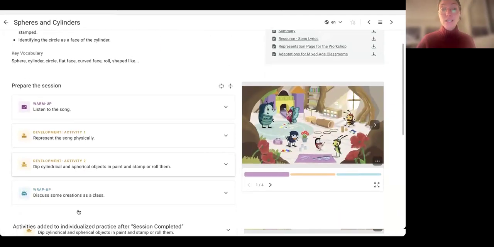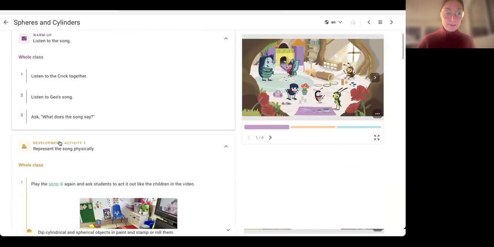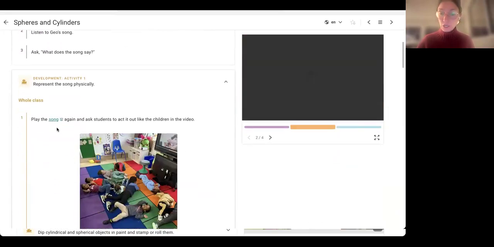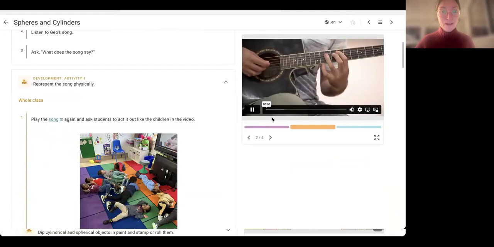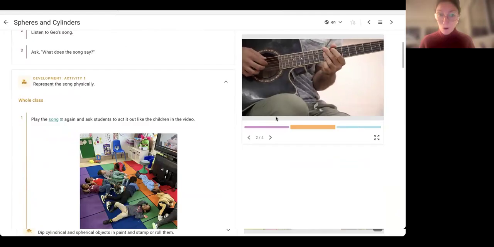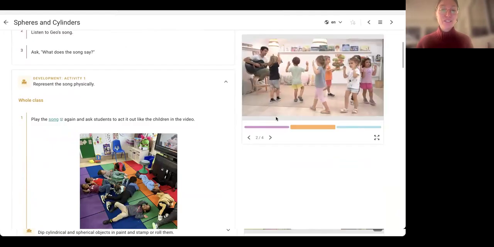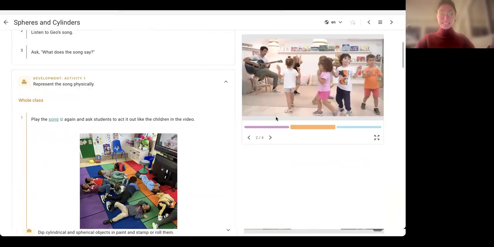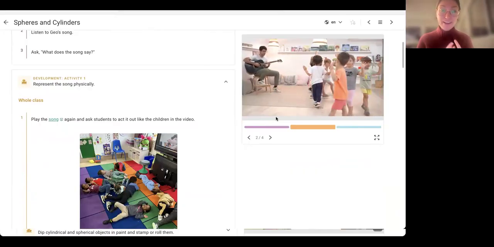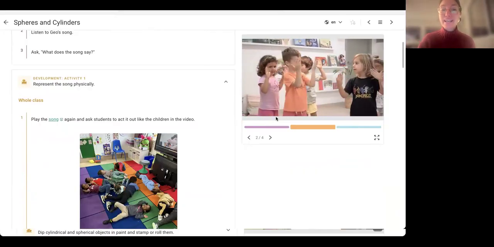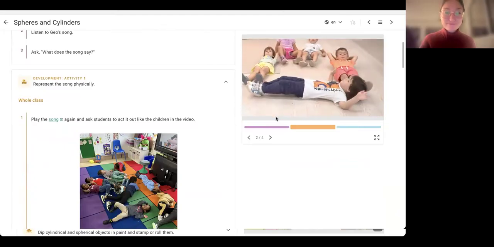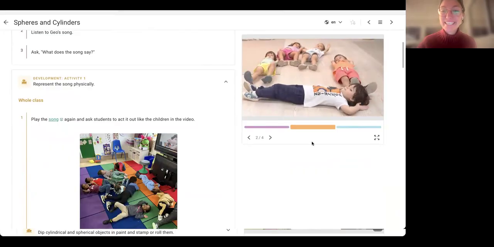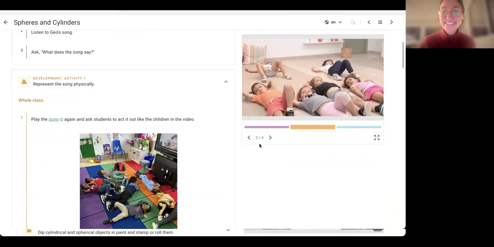And the bulk of the lesson is what you find here at the bottom. It's all going to be guided very much step by step. It's going to include different songs. It's going to include different videos. For example, here we have a song about rolling that invites the students to represent with themselves, with their own body, what it looks like to be a cylinder, what it looks like to be a sphere. And so you can see the little ones here dancing.